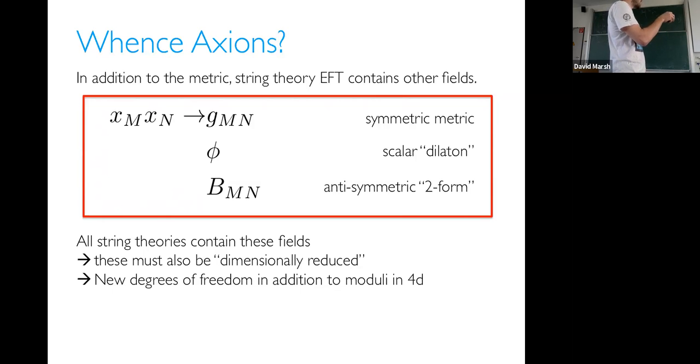So you always have in string theory at least these extra fields on top of the metric. The scalar dilaton and the anti-symmetric two-form. All string theories contain these fields, and we also have to do this game of dimensional reduction on these fields here. So these give us additional degrees of freedom on top of the moduli in 4D.